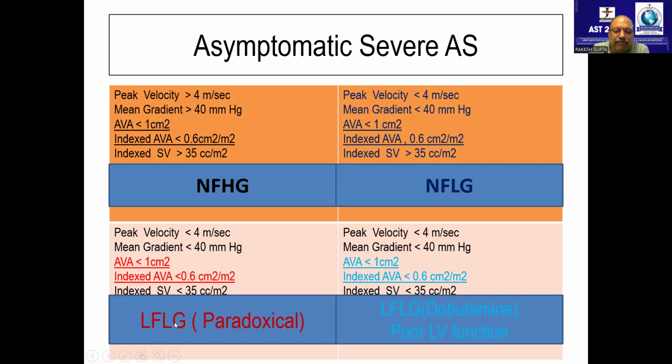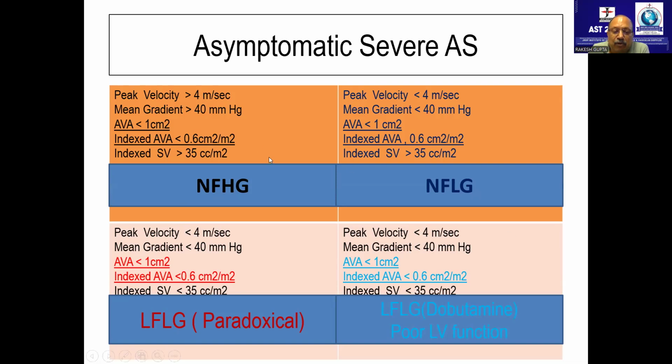The third variety is low flow, low gradient severe aortic stenosis. Here the area is less than 1, index is less than 0.6, stroke volume is low, less than 35. Gradients are less than 4 and less than 40 millimeters of mercury. So: normal flow, high gradient; normal flow, low gradient; and low flow, low gradient, and this is known as paradoxical aortic stenosis.